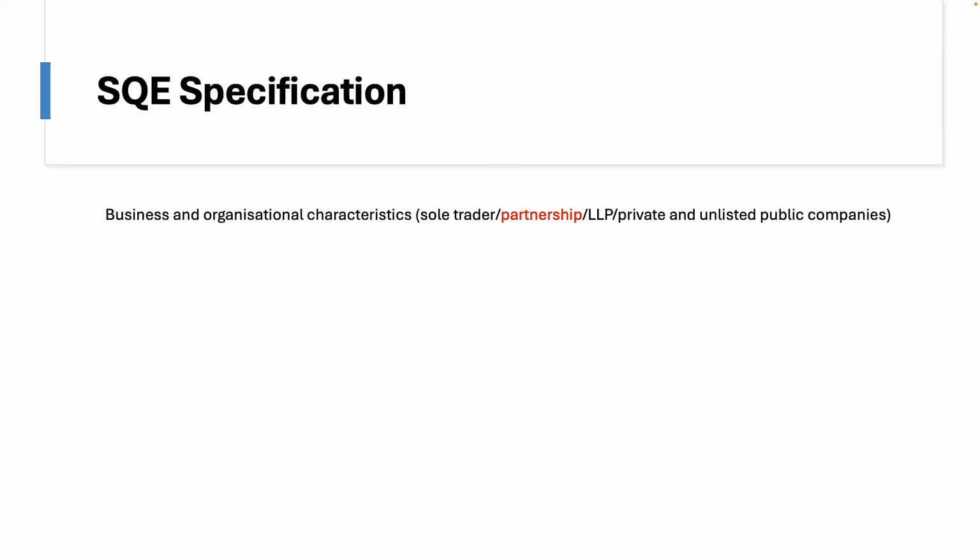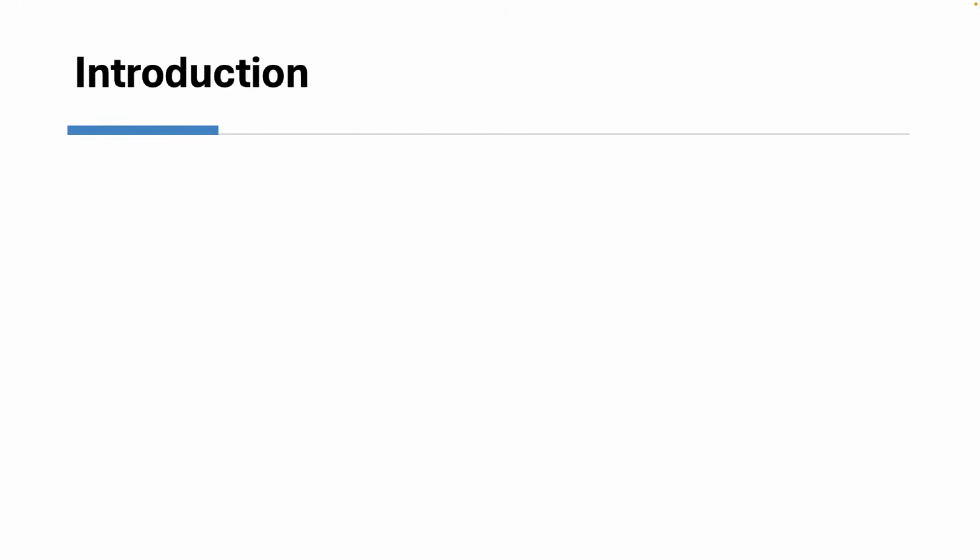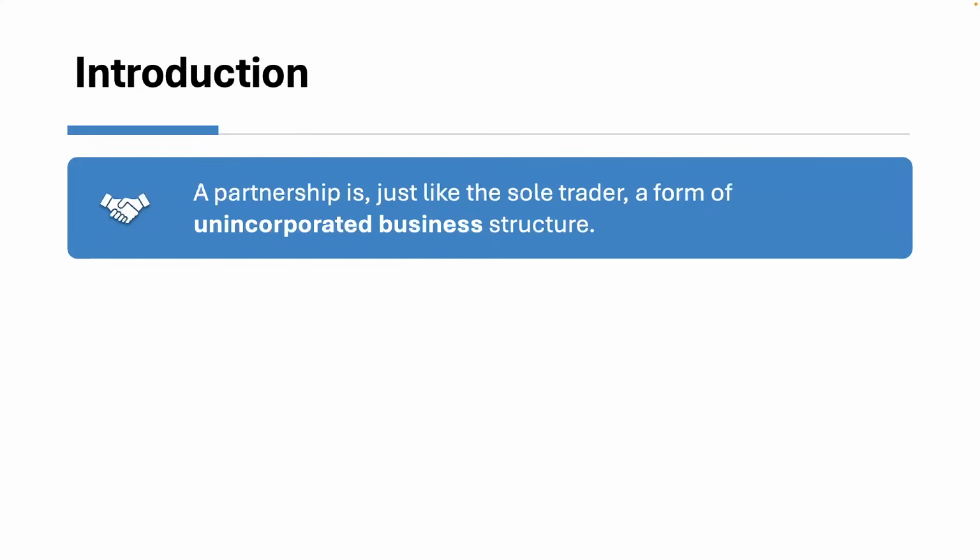This video is going to spend some time talking about the partnership, the next on our list of types of business structures that may exist. That's what is highlighted here in red. Now, ultimately then, the idea of the partnership is actually very similar to that of the sole trader. It is, for example, a form of unincorporated business structure.